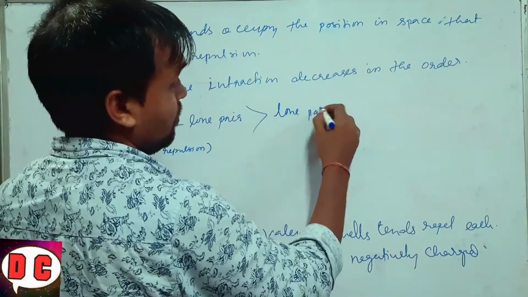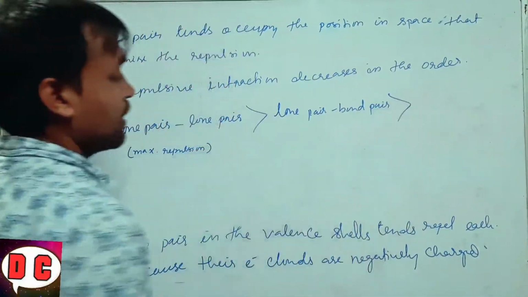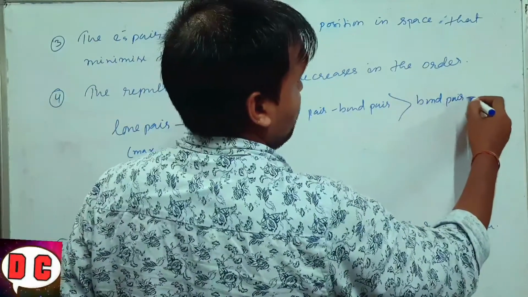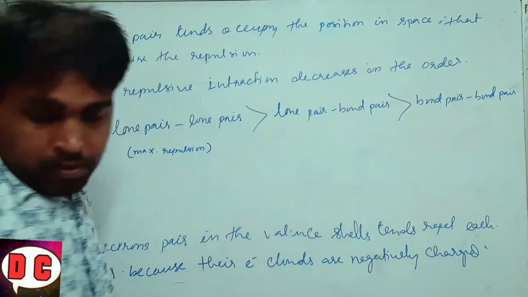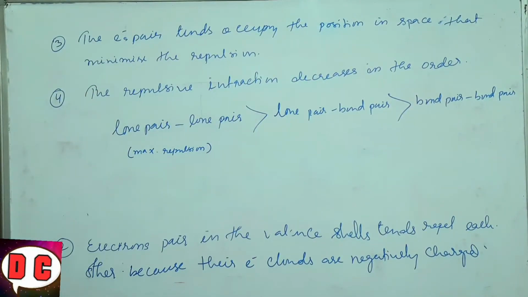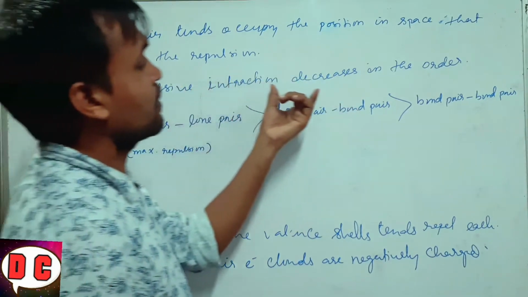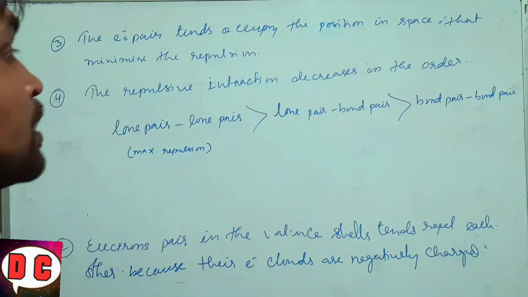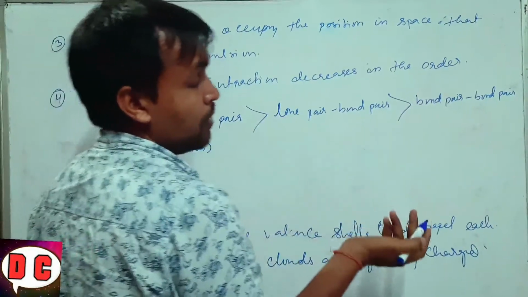Lone pair, bond pair repulsions. Then at the last it is bond pair, bond pair repulsions. Got it? So the repulsive interaction decreases in the order: lone pair, lone pair have maximum repulsions. Lone pair, bond pair will have a little less repulsions, and bond pair, bond pair will have minimum repulsion.